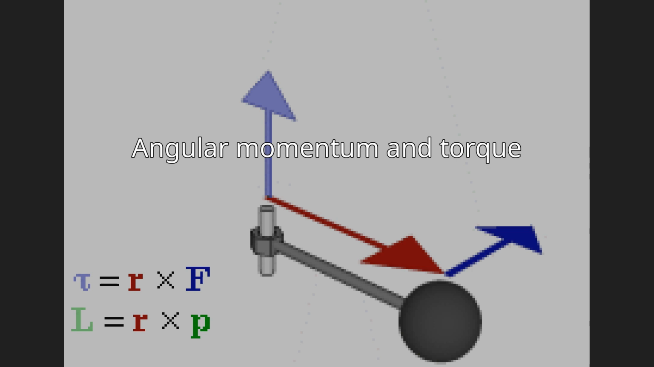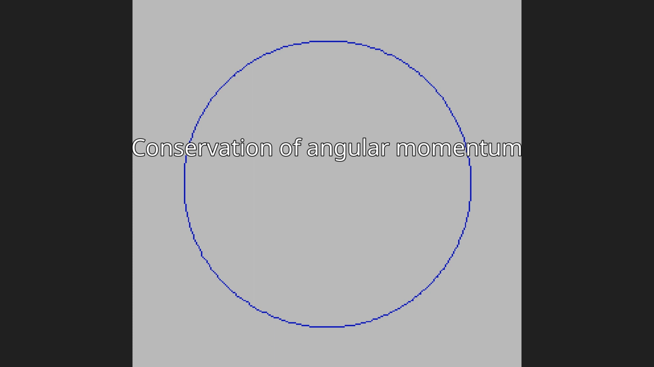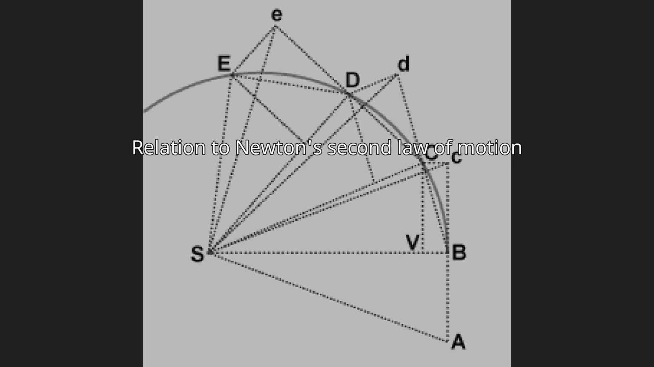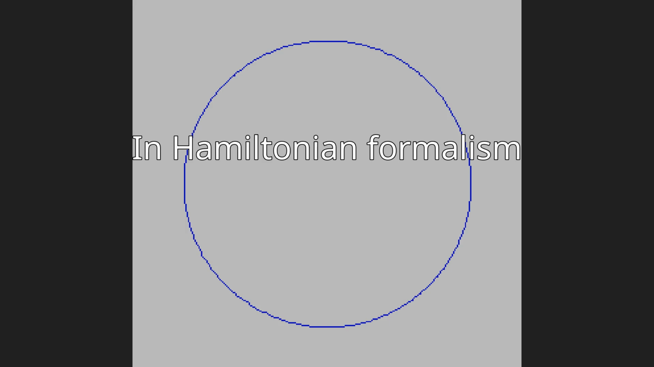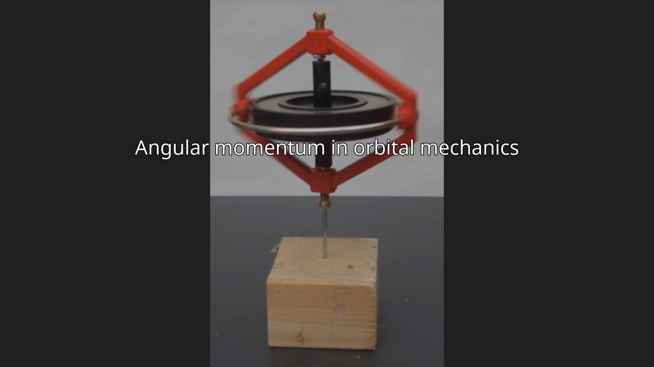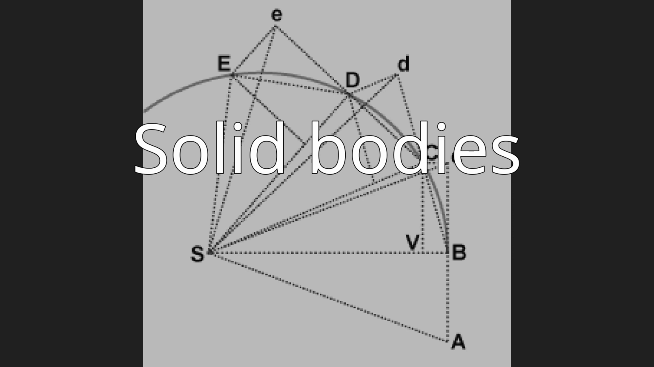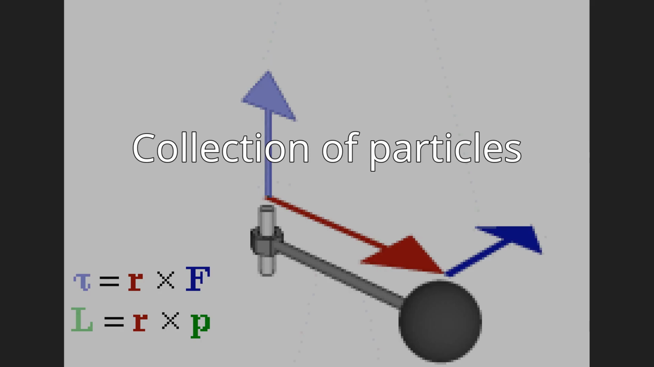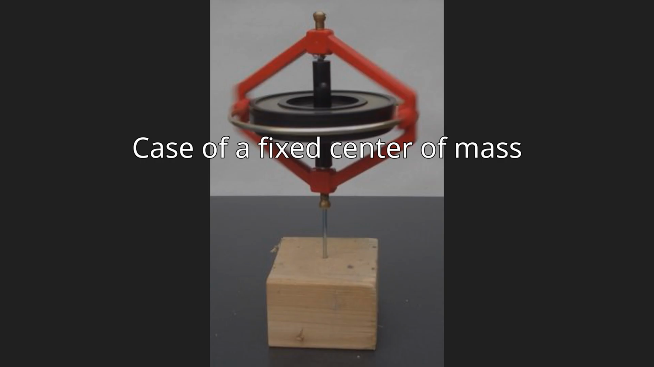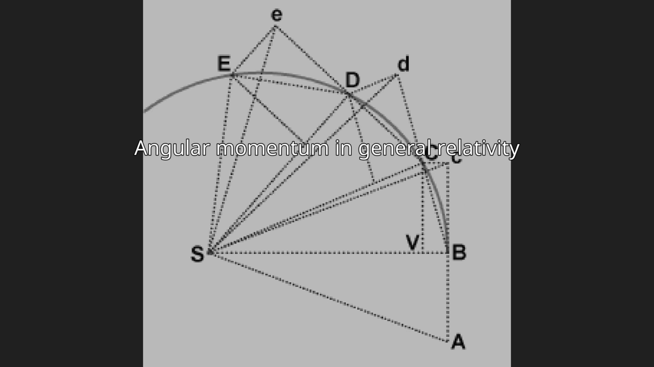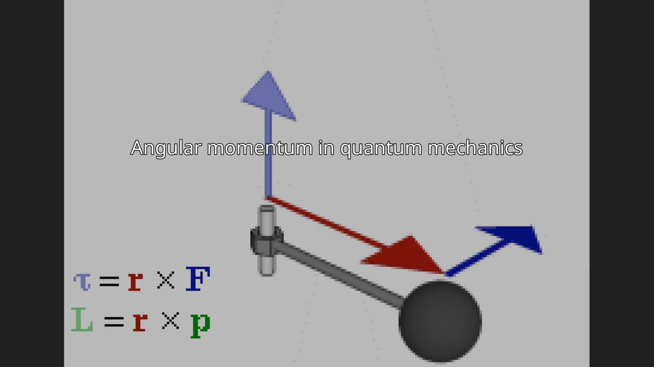Analogy to linear momentum. Angular momentum and torque. Conservation of angular momentum. General considerations. Relation to Newton's second law of motion. In Lagrangian formalism. In Hamiltonian formalism. Angular momentum in orbital mechanics. Solid bodies. Collection of particles. Single particle case. Case of a fixed center of mass. Angular momentum in general relativity. Angular momentum in quantum mechanics.